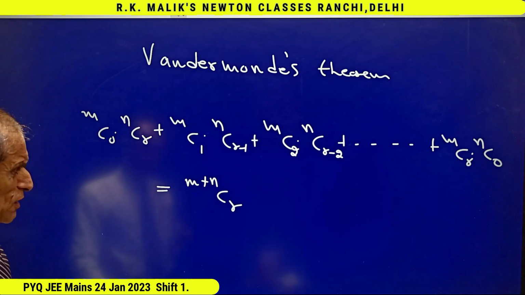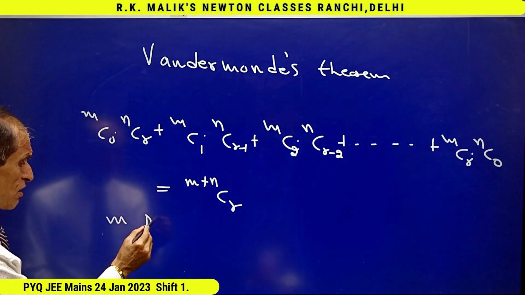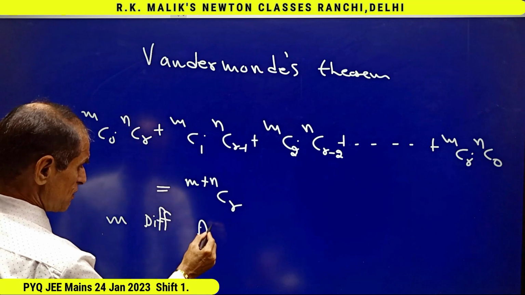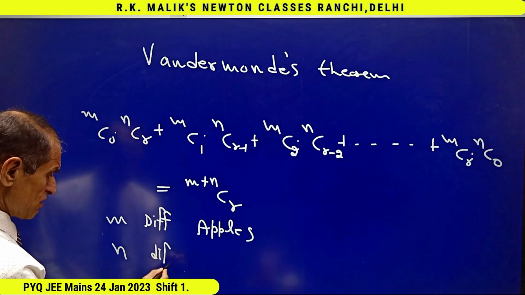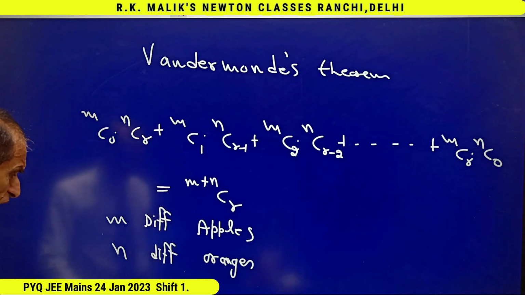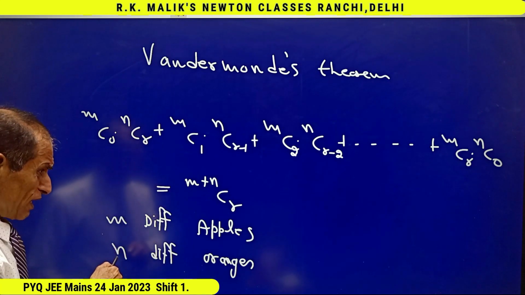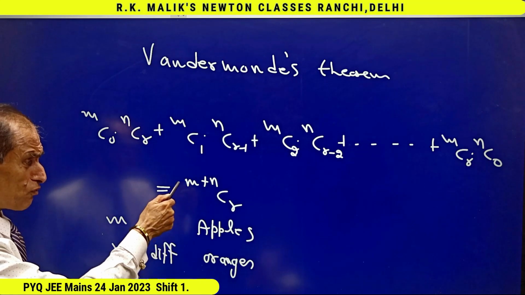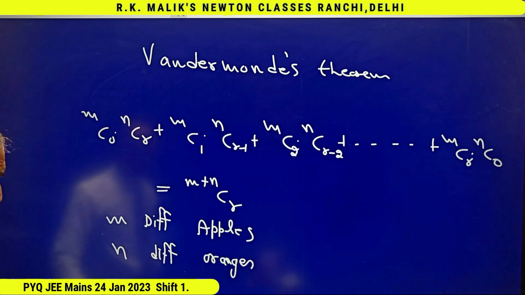I can explain the logic in this way. Suppose I have M different apples and N different oranges, and I have to select a total of R fruits. One way of doing this will be, because I have M plus N fruits, selecting R fruits from M plus N fruits can be done in M plus NCR number of ways. I can say the same thing in this way also.